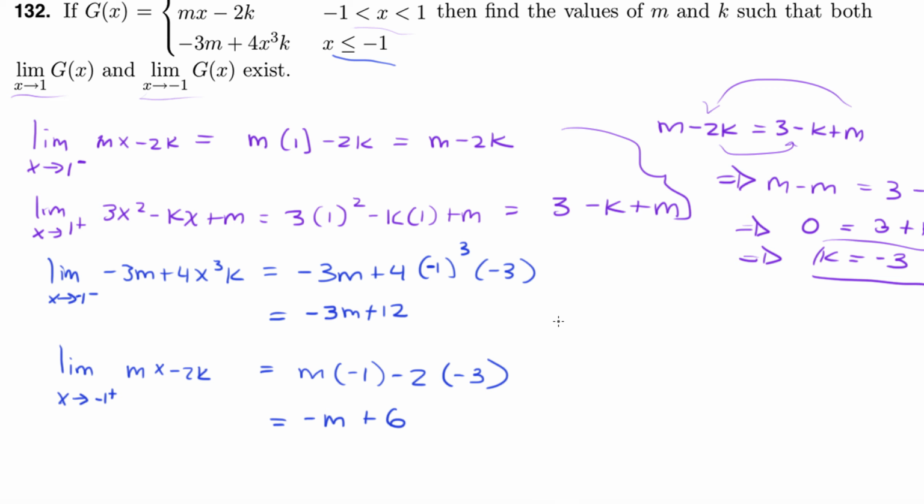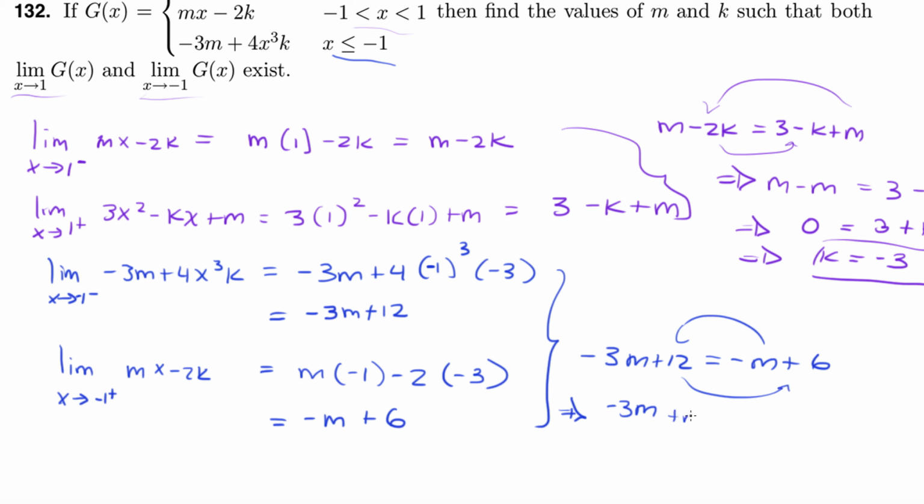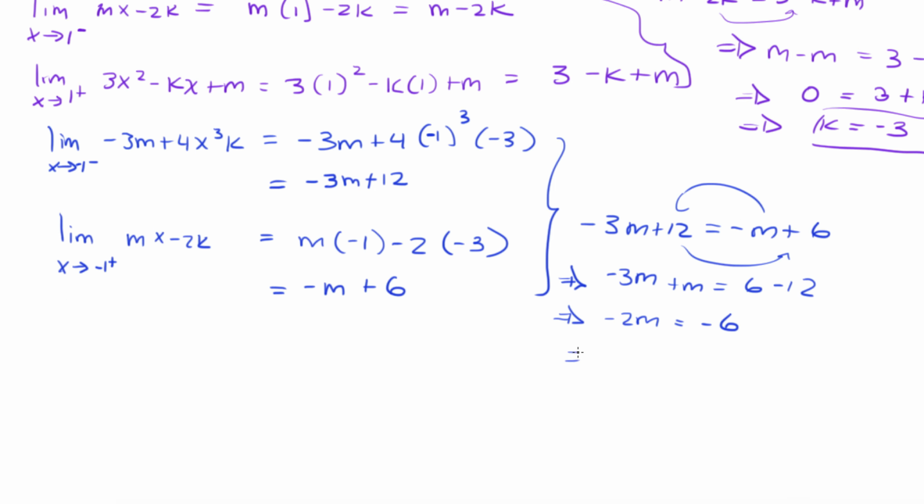Okay. Again, these two have to be equal in order for the limit to exist. So that means that negative 3m plus 12 has to be equal to negative m plus 6. We simplify that, we get negative 3m, we move this one here, and then this one over there, plus m equals 6 minus 12. Negative 2m equals negative 6. We divide, so we got m equals negative 6 over negative 2, which is positive 3. So m equals 3, k equals negative 3, and that's your answer.